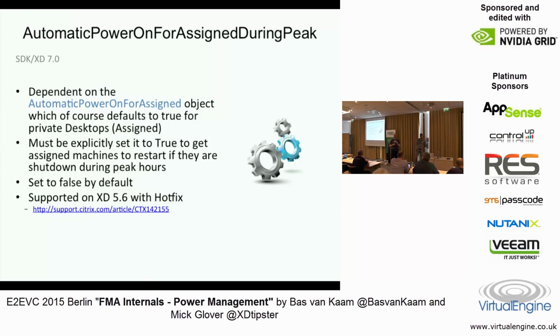So if you want to make sure that if somebody shuts down their assigned machine during peak hours it does come back up, you'll have to set the automatic power on for assigned during peak value to true for that delivery group, basically. So again, just really quickly to let you know about that.